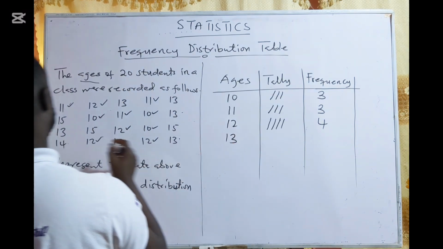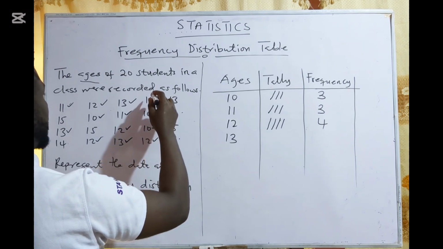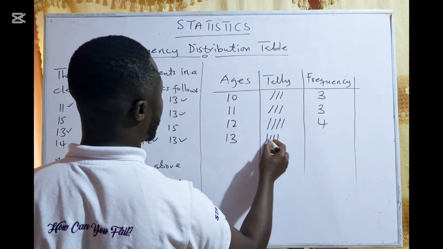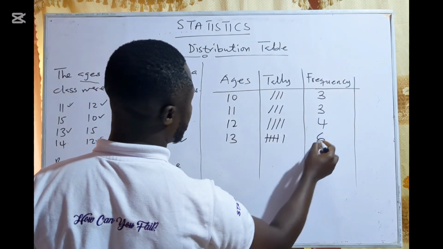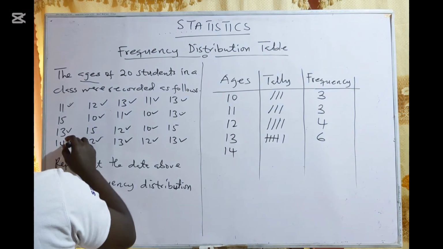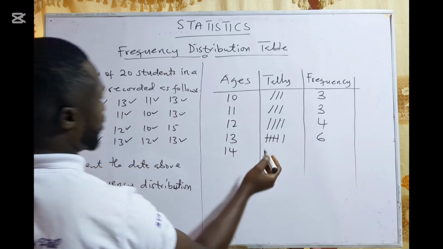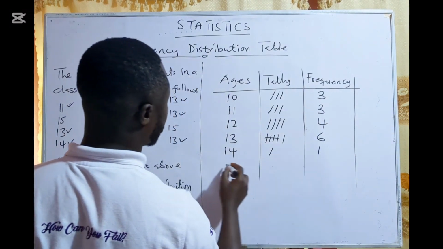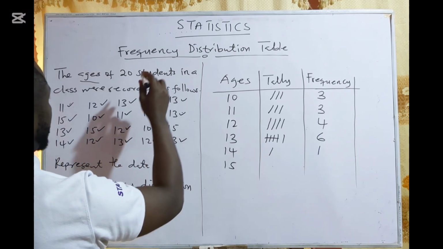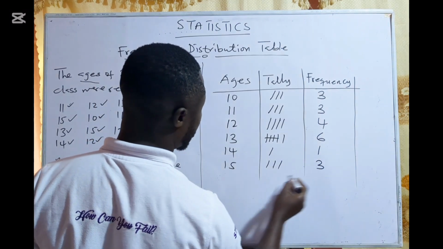Then let's come to 13. 13: 1, 2, 3, 4, 5, 6. 1, 2, 3, 4, 5. Tally is grouped into 5. So a group of 5 plus 1, 6. Then we come to 14. 14 is only 1. So 1. Then 15: 1, 2, 3. So 15 is 3.